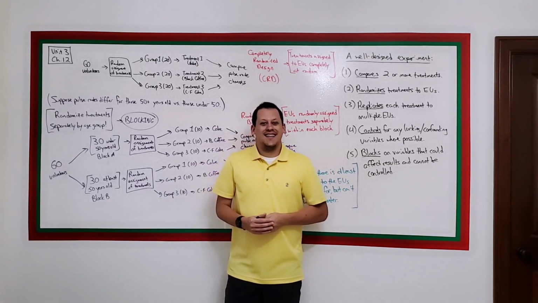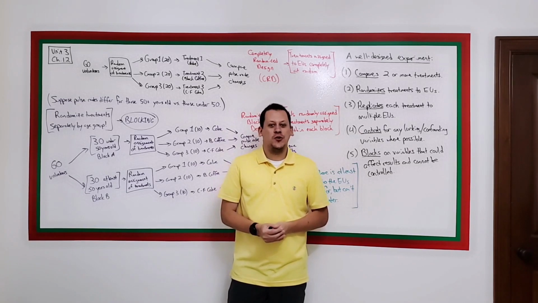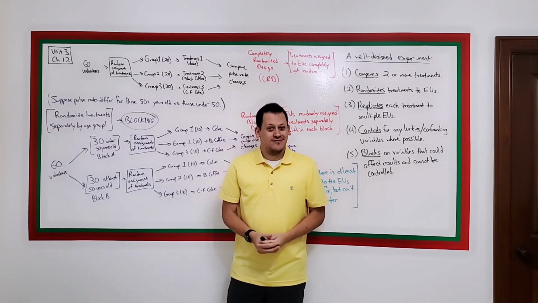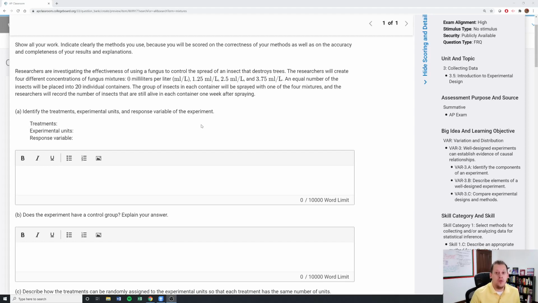So, let us move to an example from AP Classroom. Okay, so now that you know how an experiment should be designed, let's take a look at an example. This is actually one of the free response questions from 2019's AP exam. So, what I want you to do, grab a piece of paper, or you can write this in your notes, either way.